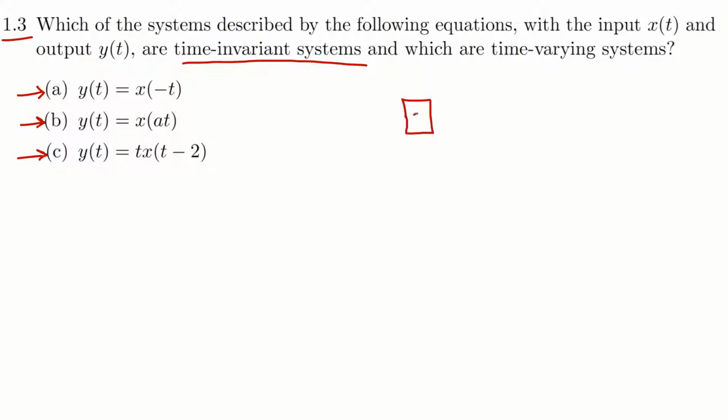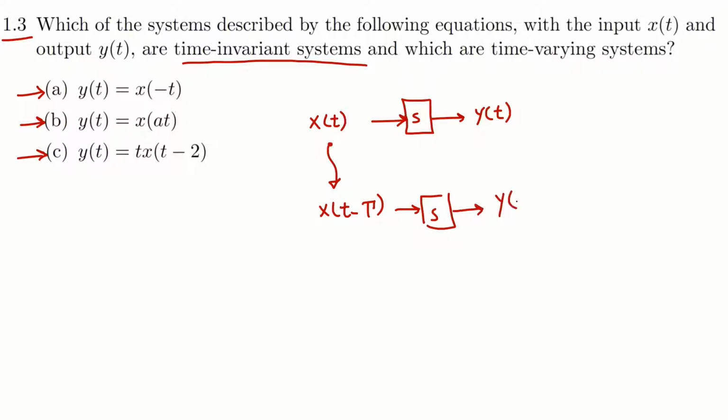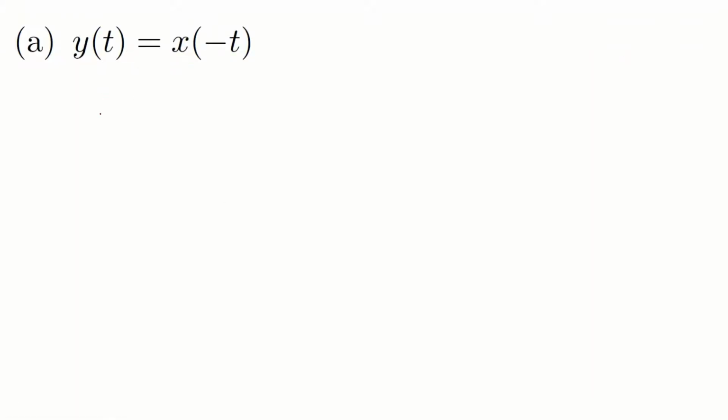Consider a system like this. If the input is x(t) and the output is y(t), the system is called time invariant if I shift the input and give x(t − τ) at time t to the system, then we see the shifted output. Okay, we see the shift at the output. Then we call this a time invariant system. Let's check this for the first given system.